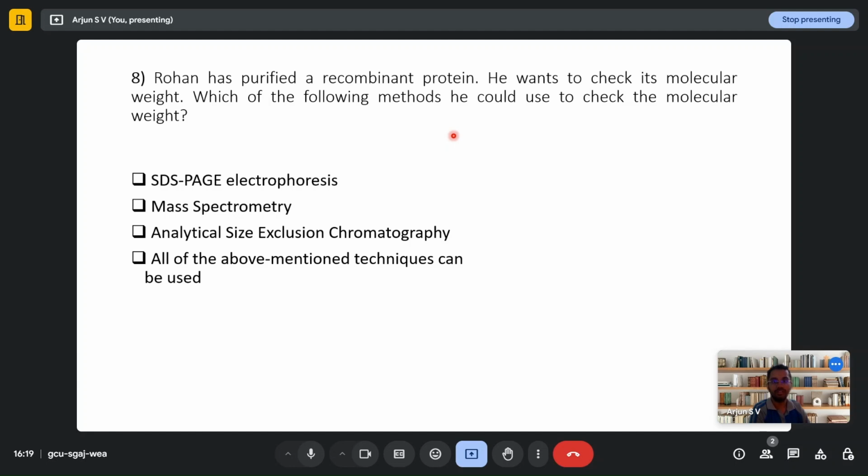can be used. And the correct option here, I will say, is all the above options, because all of them can be used to check the molecular weight of any protein. So, all of the above mentioned techniques.